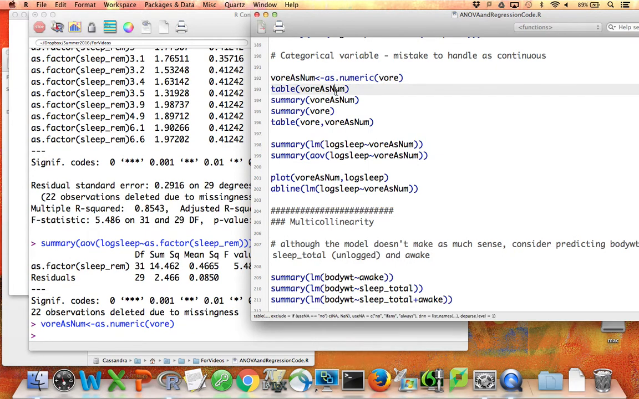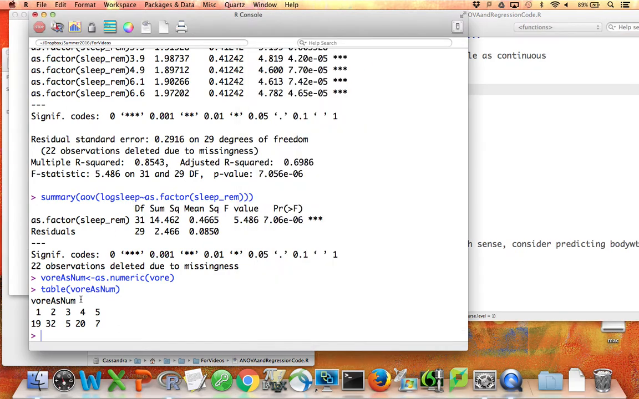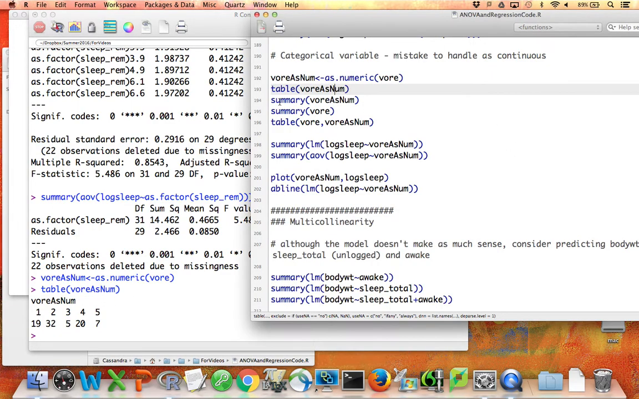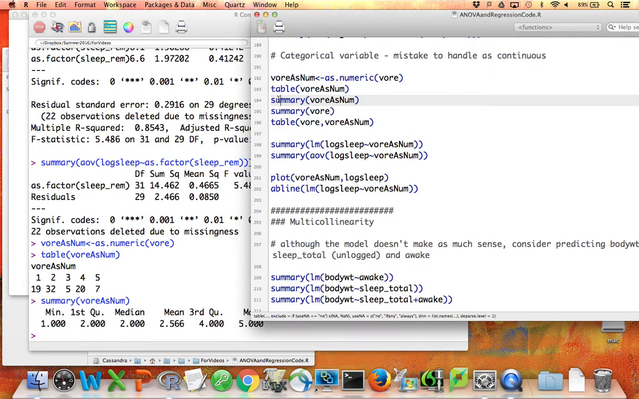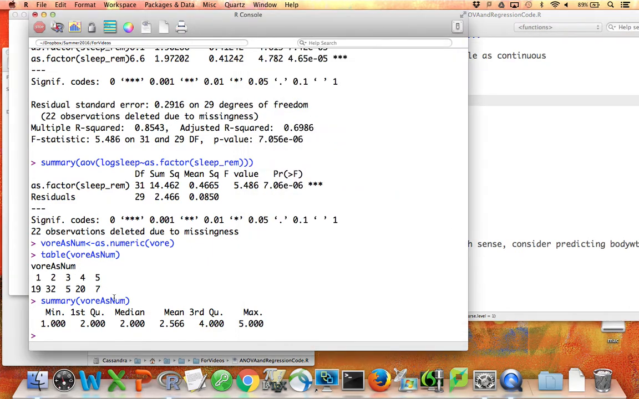So if I do this, I can make a table. So instead of now labeling carnivores, herbivores, omnivores, etc., I'm just calling the same categories 1, 2, 3, 4, 5. I can summarize this now. Now here's where you can tell that this numeric version of vor is different than the factor version.